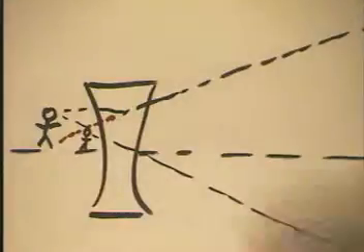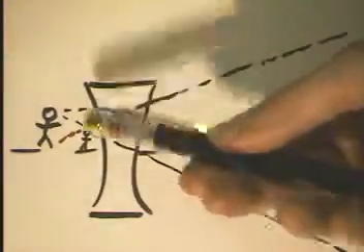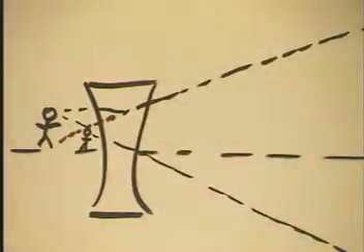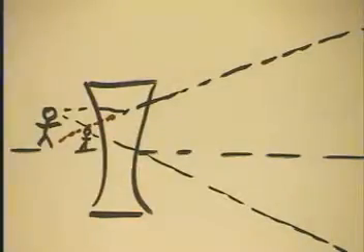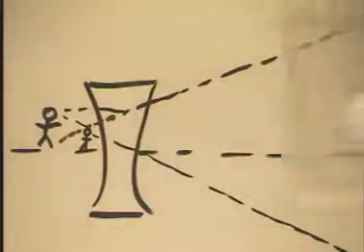So as we saw, as we move the converging lens, or the diverging lens, closer to the object, it gets larger, and when we move further away, it gets smaller.